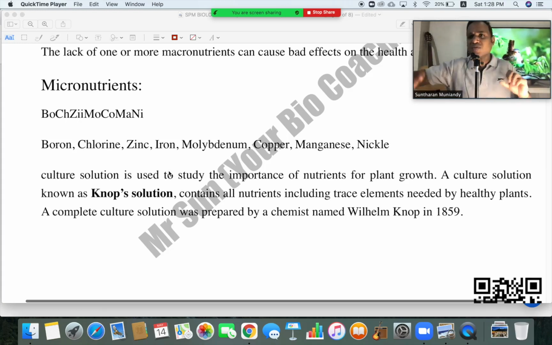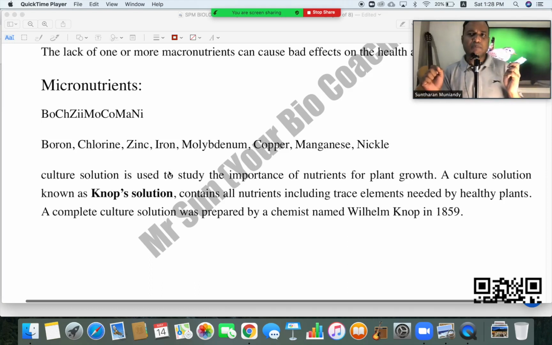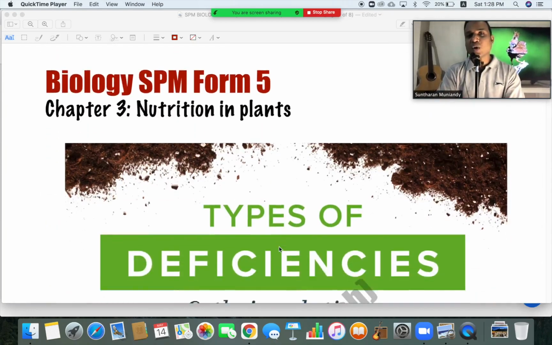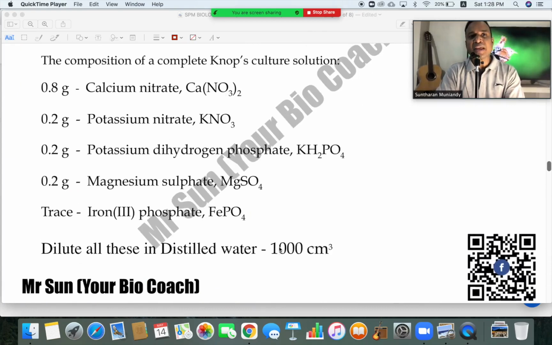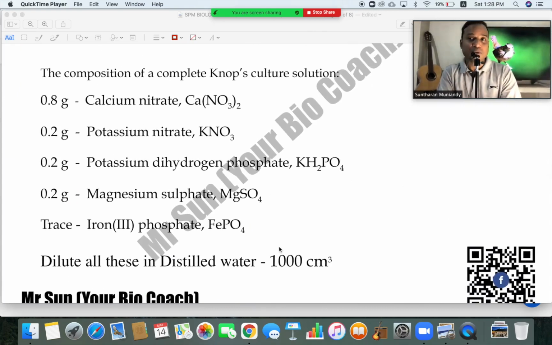If, let's say, one of the nutrients is removed from the solution, they found out that the plant exhibits some kind of deficiency, some kind of effect. The culture solution gives proper nutrients for the plants to show proper growth. Now, what are the components of the Knop's solution? Let's look at the components of the Knop's solution first. These are the components.